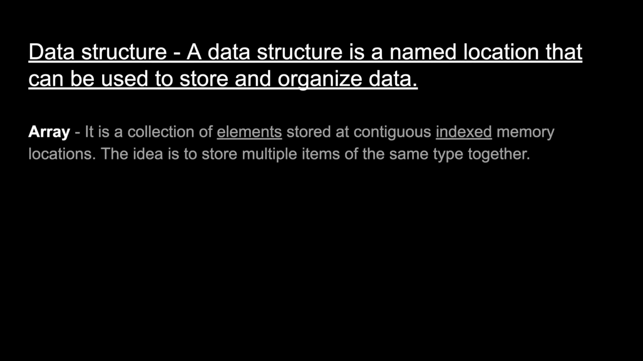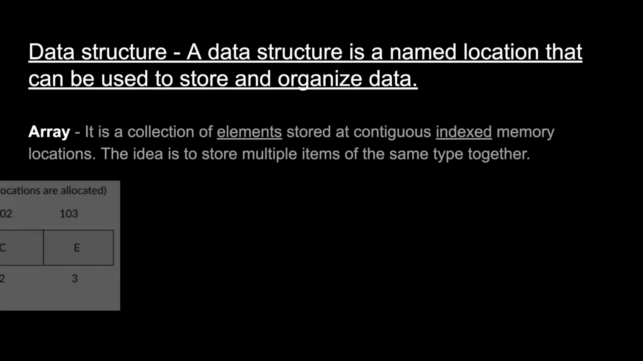Now, I have underlined the two main points, that is elements and index. What is this? Elements means the items which are stored in an array are called elements, and the index means the location of the element in an array in a numerical index form, which identifies the element. So let's see an array.